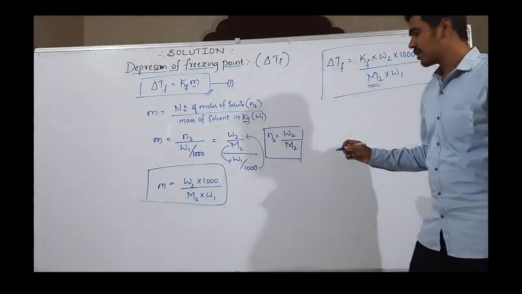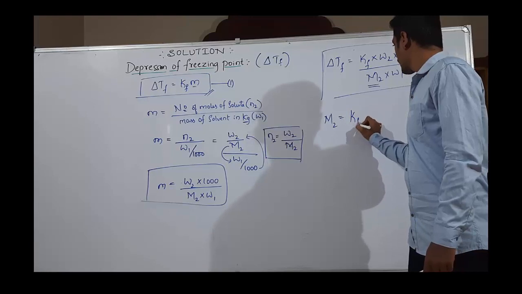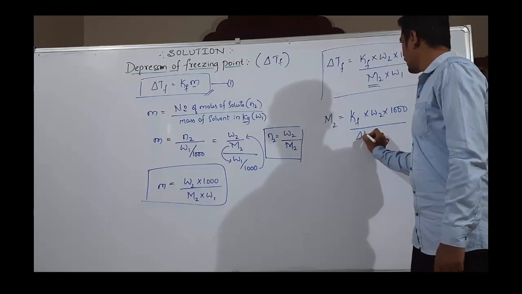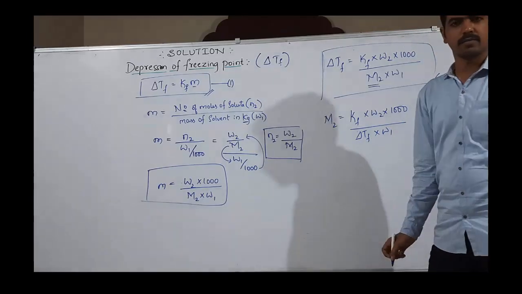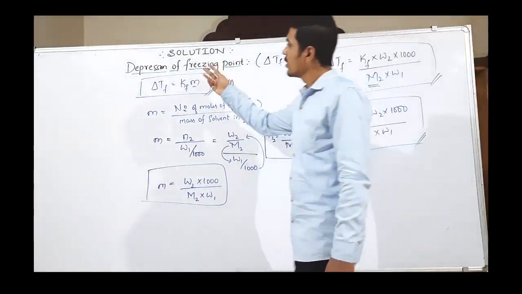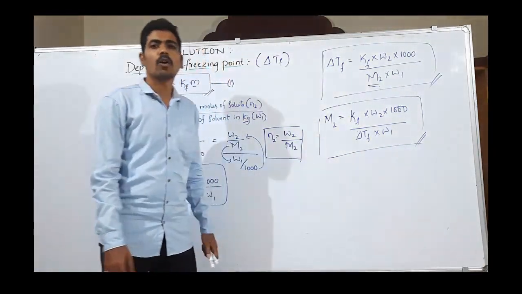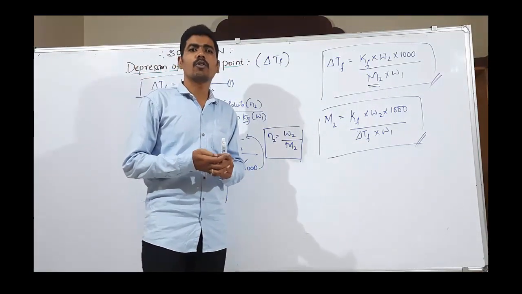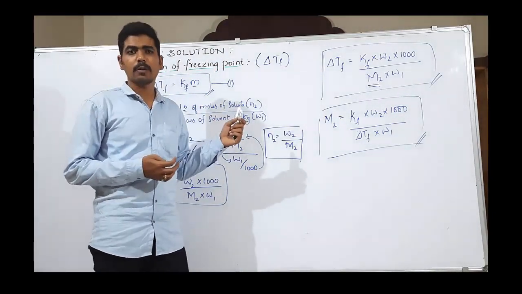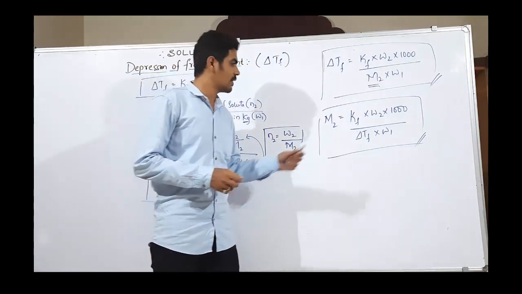So rearranging this, what you will get? M2 is equal to Kf into W2 into 1000 divided by delta Tf into W1. So this is the formula to find the molar mass of the solute in case of depression of freezing point. By using relative lowering of vapor pressure, we can find the molar mass of the solute, and by using elevation of boiling point as well as depression of freezing point, we can calculate the molar mass of the solute, that is M2.